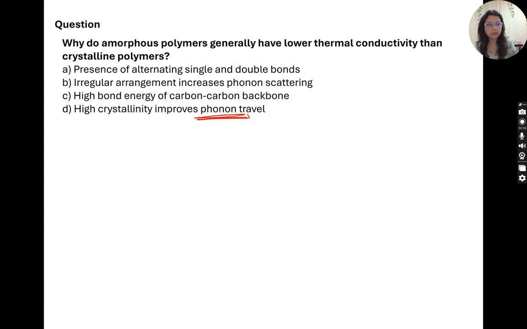So thermal conductivity depends on the phonons. It can be increased or it can be decreased. Phonons are the particles or energies which can carry heat from one system to another system.